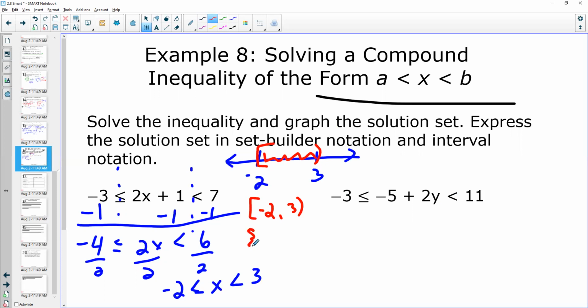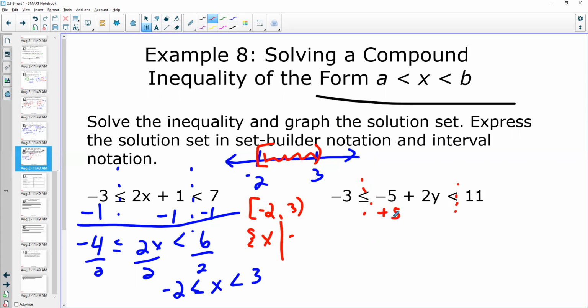And I have set builder is x, where x is, oops, negative 2 comes first. Negative 2 less than or equal to x less than 3. That's how they work. I'm going to move that set builder notation so that I can try this next one with you. So we're going to do the same thing. Imagine those lines if you need them.